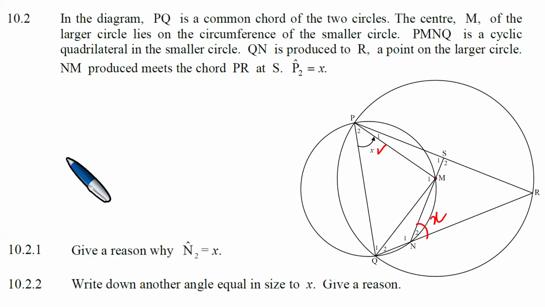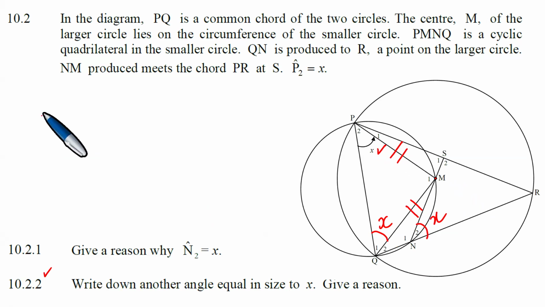So can you say Q1? The angle Q1 is... angle subtended by the same. Because we know that M is the center of the larger circle, a line drawn from the center to the circumference. What do you call a line drawn from the center of a circle to the circumference? The radius. Well done. It's called a radius.